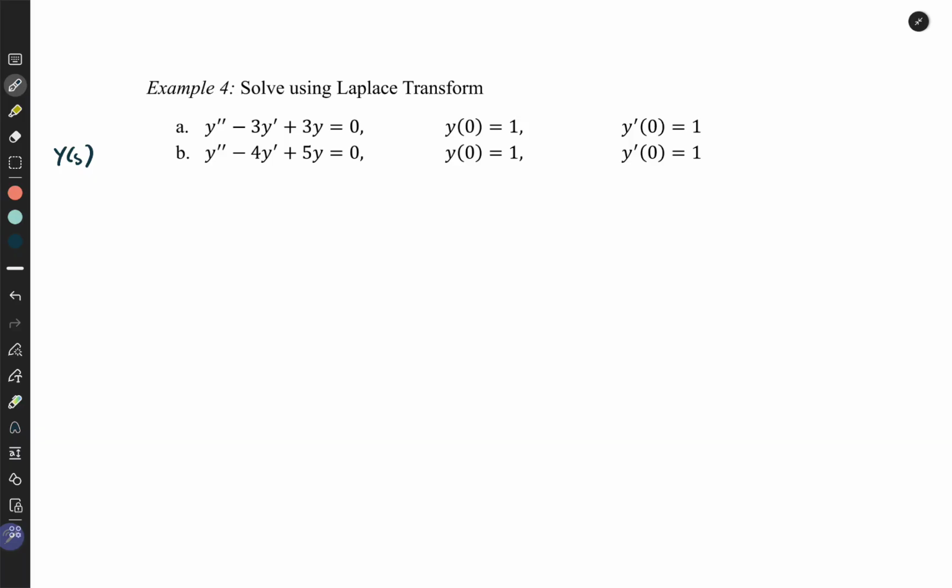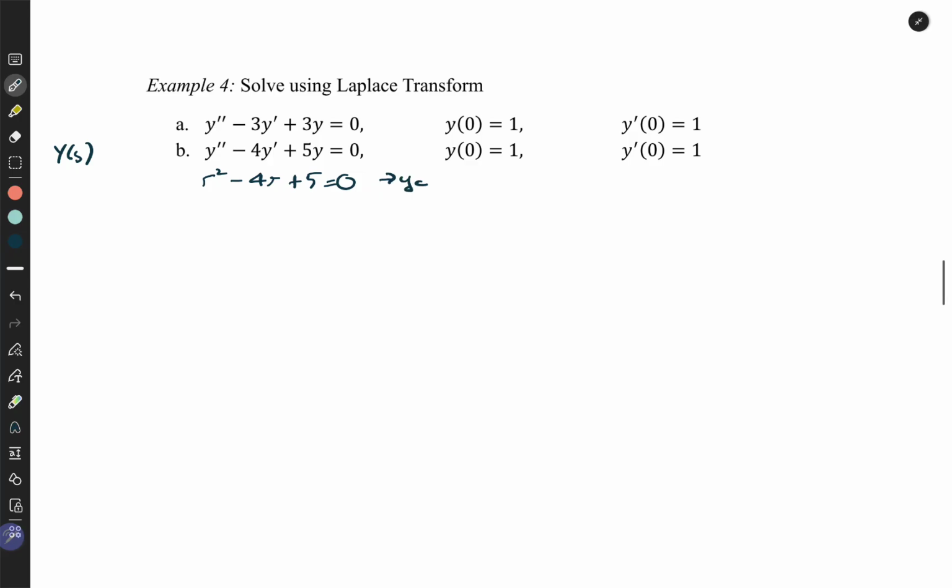However, before we move on to solve this, I just want to give you an idea: when should you expect that you need to complete the square? It's based on, let's recall the characteristic method. You have r squared minus 4r plus 5 equals 0. You do the characteristic method, you try to solve for the complementary solution.